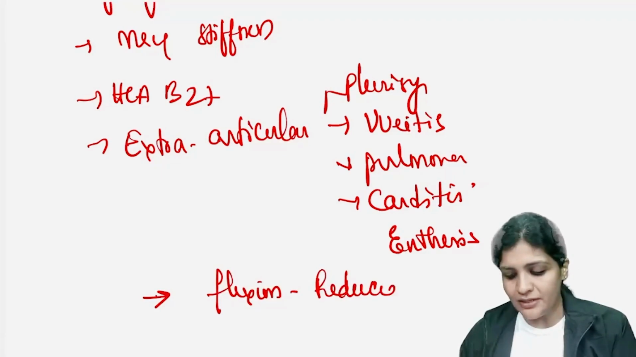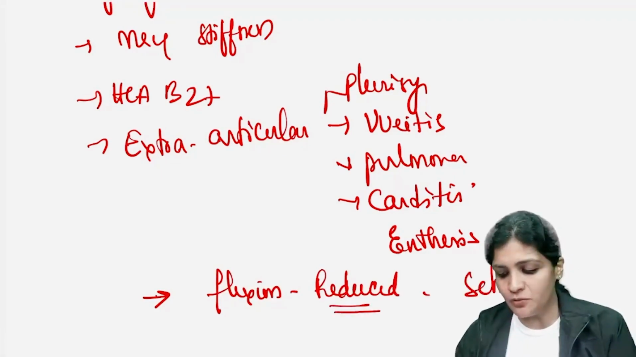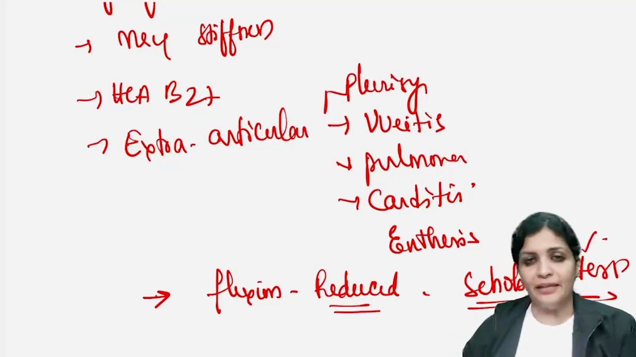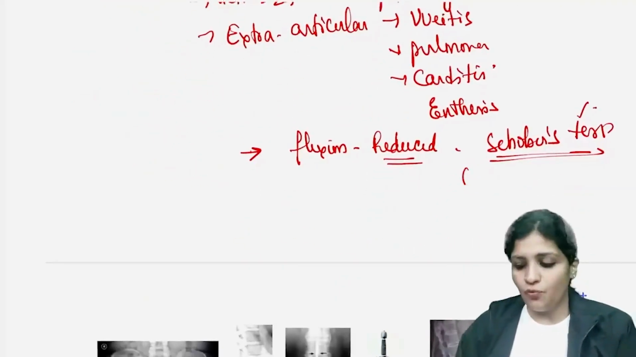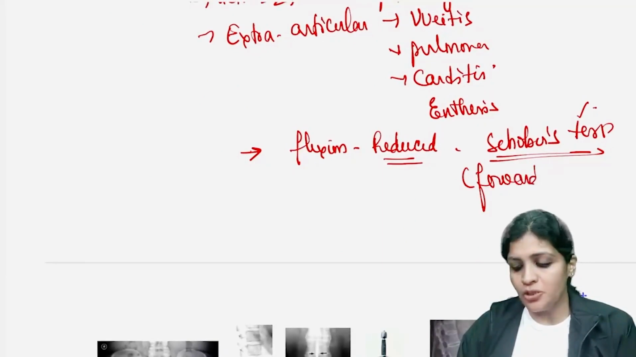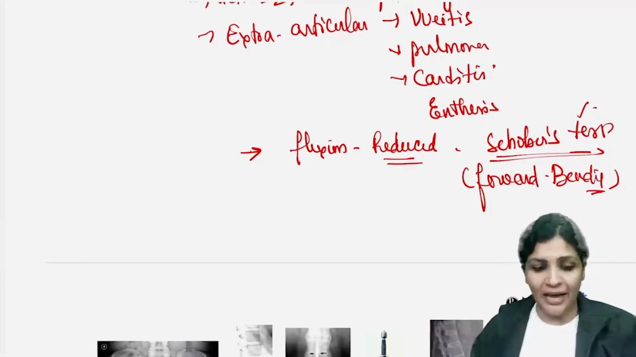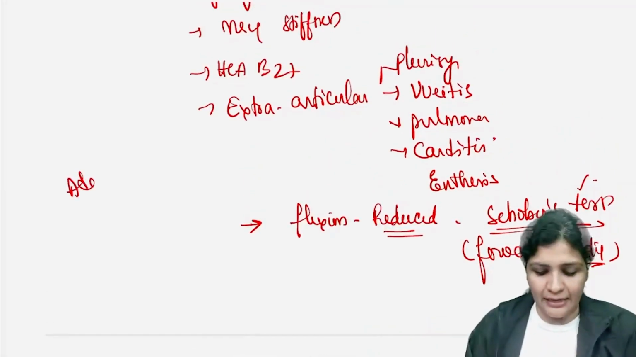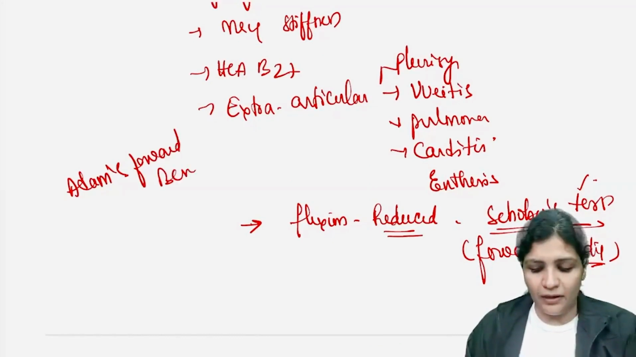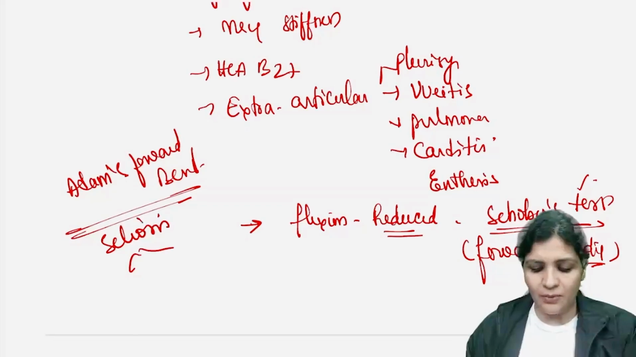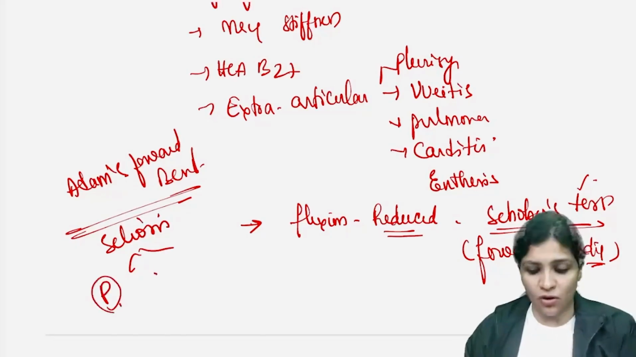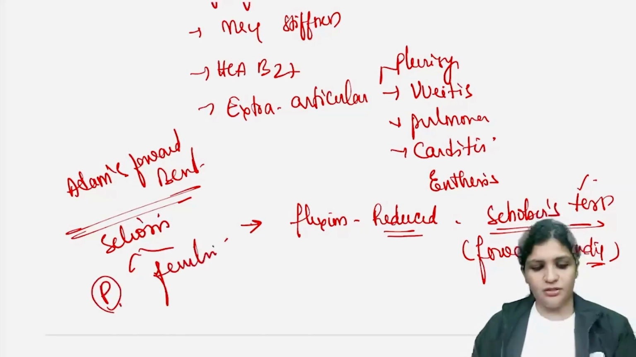How do you know that this is reduced? So you have a test which is called the Schober's test, where you examine the flexion of the spine. So forward bending is examined in the Schober's test, right? Similarly, one more forward bending test which we have, what is that? It is Adams forward bending test, right? This forward bending test of Adams is usually seen in the case of scoliosis, to decide whether this is a structural scoliosis or a functional scoliosis, right?